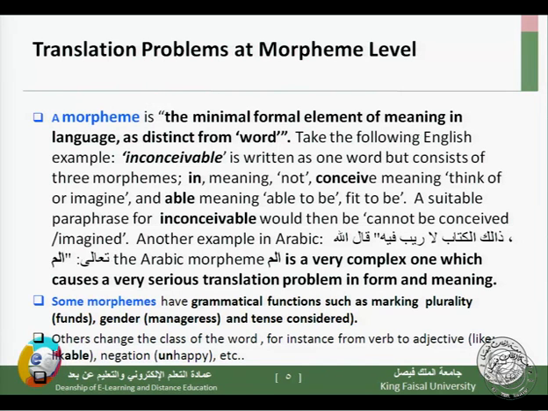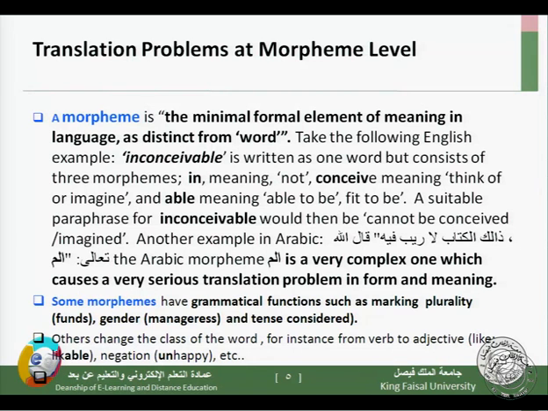And even the tense, in the word considered here, for instance, ED is a morpheme. So from these examples, we can infer that morphemes have grammatical functions. They are very important. They change the meaning. So you need to be careful when you are translating, and you need to be careful when you are dealing with morphemes.